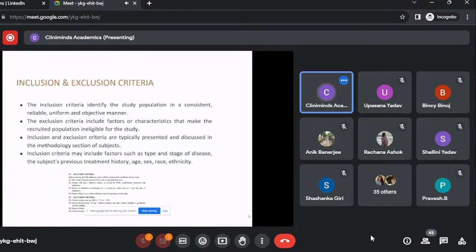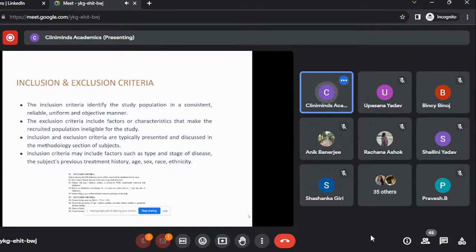Okay, understood. Then what is exclusion? Exclusion makes the subject ineligible for the study. They will not be eligible for the study if they meet that particular criteria. They will be out from the study if they meet it. What may these exclusion criteria be? Is it when the subject does not fall into the inclusion criteria? No.